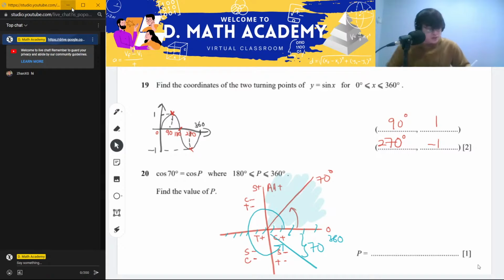How much is cosine 70? Cosine 70, okay, it was 0.34 something. When I key in 360 minus 70, I'll get the same result.